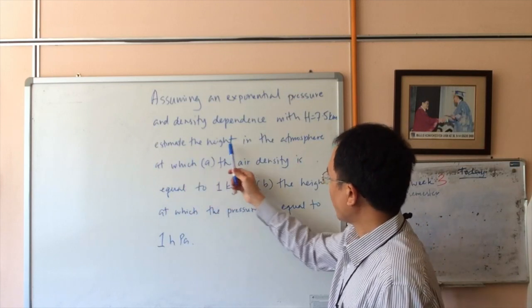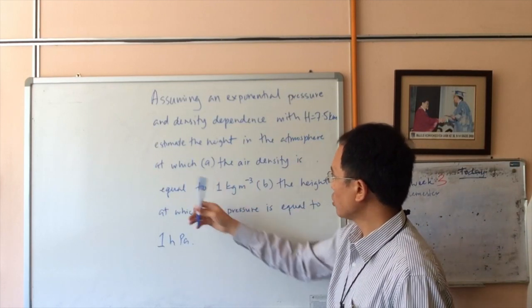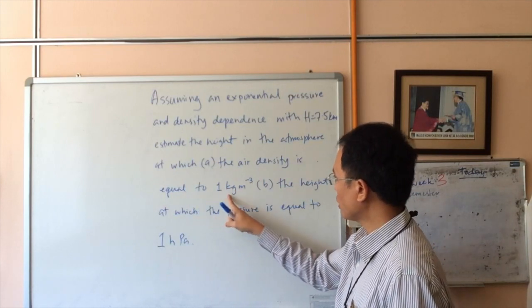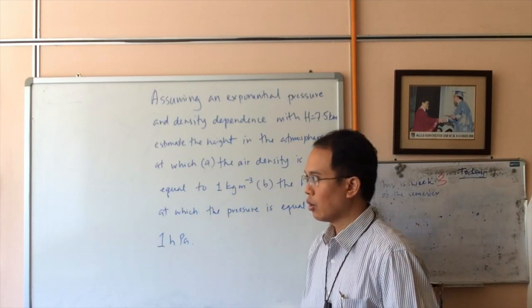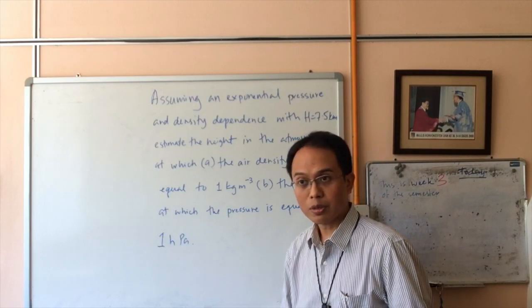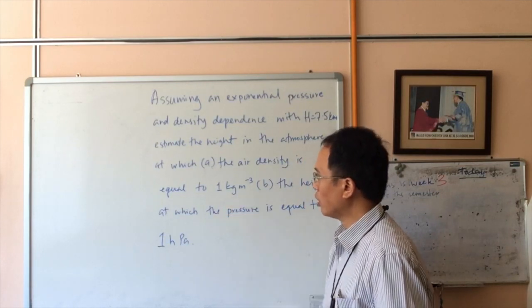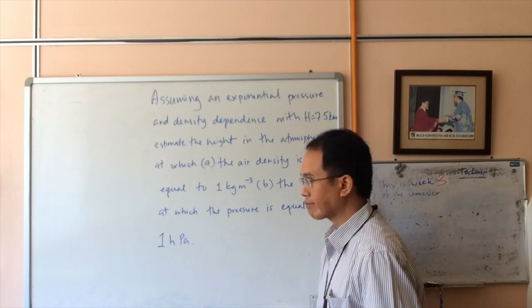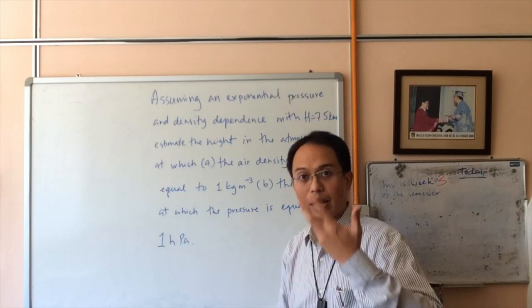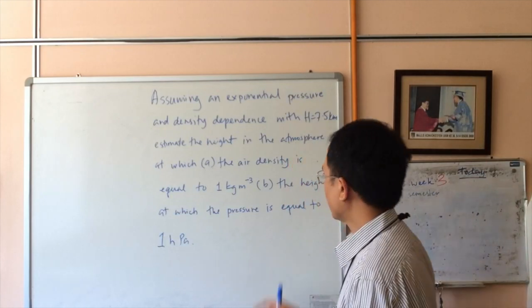We need to estimate the height in the atmosphere at which, question number 1, the air density is equal to 1 kilogram per meter cubed. Now, recall that the average density of air is 1.25 kilograms per meter cubed. So that means if it's at lower density, this height will be somewhere above in the atmosphere instead of at the surface.